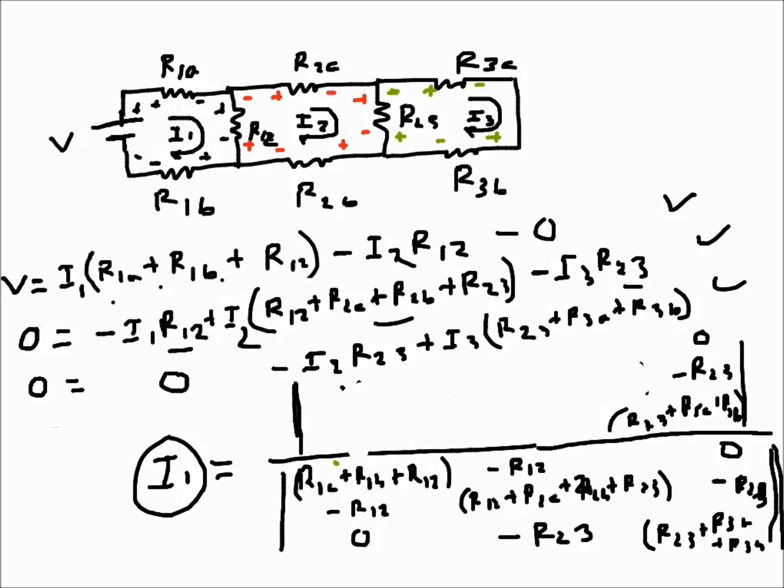For I2, the I2 row will be the left hand side now, and the other rows will be the same as before. So this will become R1A plus R12 plus R1B, and then minus R12 and then 0. So it's the same. And similarly for I3, the third row, the I3 row, will be V, 0, 0, and the rest will be the same as before. It's V, 0, 0 because that is the left hand side of the equations. So by solving these determinants we can find I1, I2 and I3.